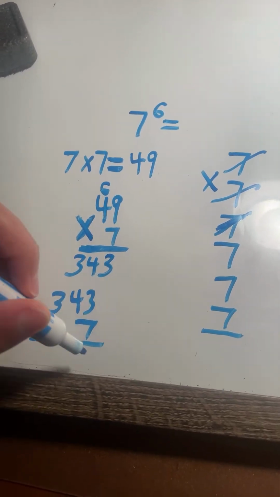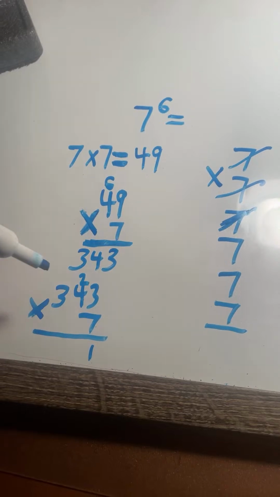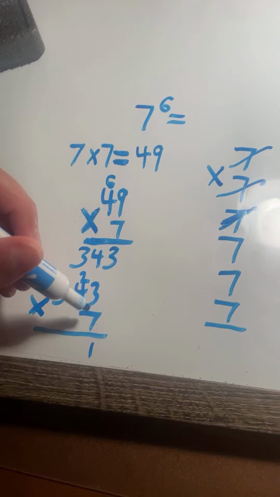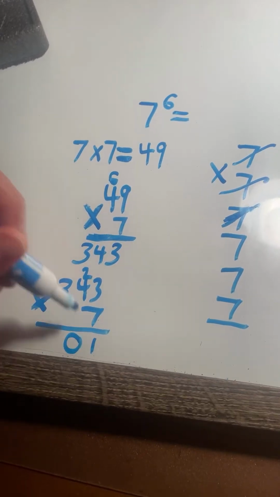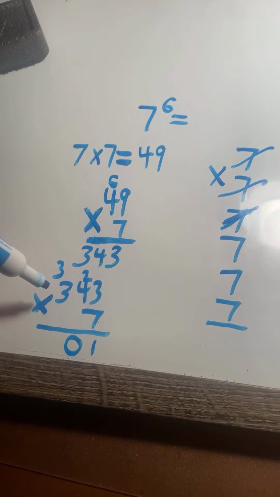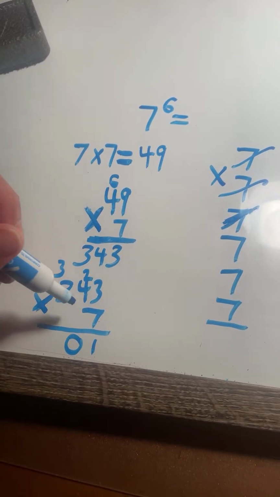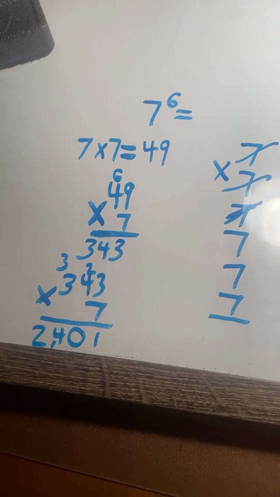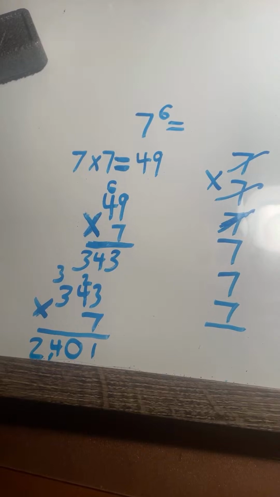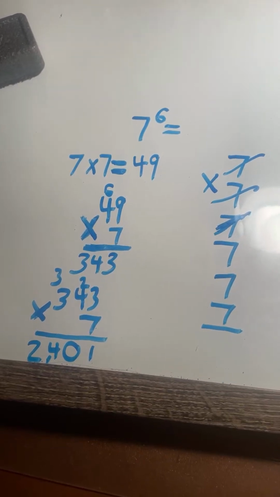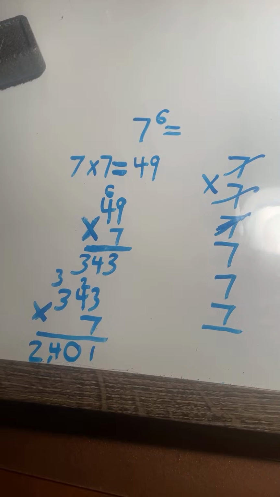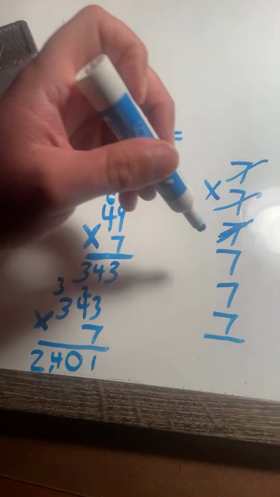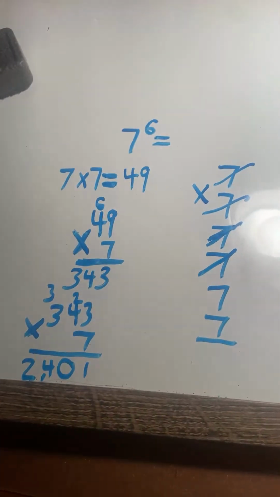So 3 times 7 equals 21. 1 carry the 2. 4 times 7 equals 28 plus 2 equals 30. 0 carry the 3. 3 times 7 equals 21 again, plus 3 equals 24. And we have our answer, 343 times 7 equals 2,401. Shout out to everybody tuning in, and I'm glad you're here. So far we have multiplied the number 7 4 times.